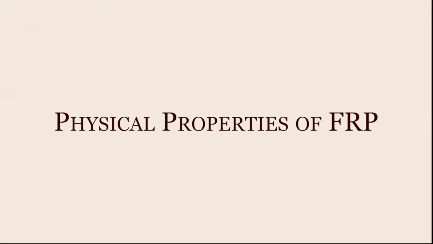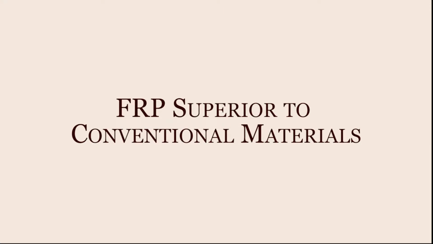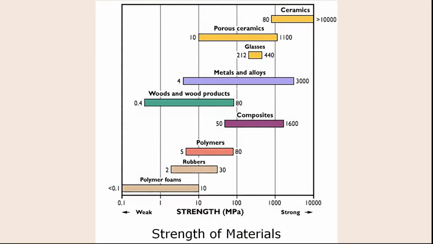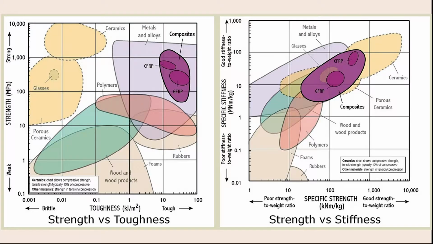Physical properties of FRP. In general, FRP composites exhibit superior properties to conventional materials. This bar chart displays the relative strength of the 9 most common engineering materials. The weaker composites match the strongest woods, and composites as a whole are as strong as the strongest metals and alloys. Shown here are interactive charts which display these materials according to various sets of values.